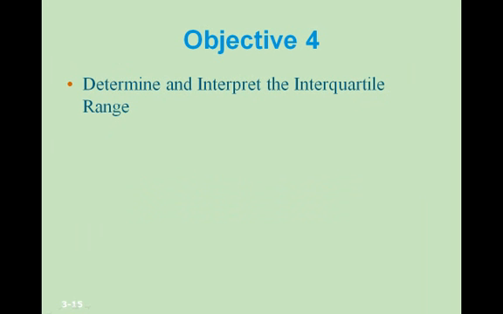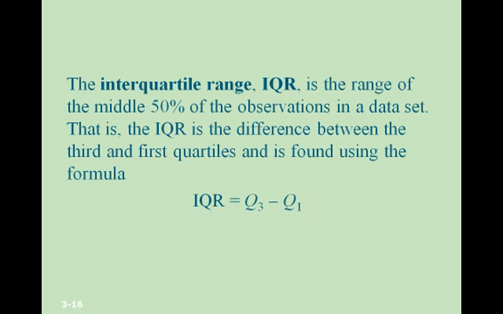In Objective 4, we want to determine and interpret the interquartile range. The interquartile range, or the IQR, is the range of the middle 50% of the observations in a data set. That is, the IQR is the difference between the third and first quartiles and is found using this formula. IQR is equal to Q3 minus Q1.